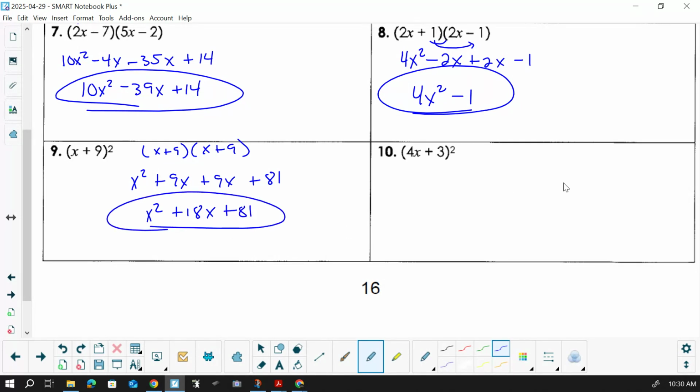There we go. Okay, same thing for this one. 4x plus 3 squared means 4x plus 3 times 4x plus 3. Okay, 4x times 4x is 16x squared. 4x times 3 is 12x. Now the 3 times the 4x, 12x again. 3 times 3 is 9. So we get 16x squared. 12x and 12x makes 24x. And then we have a 9.